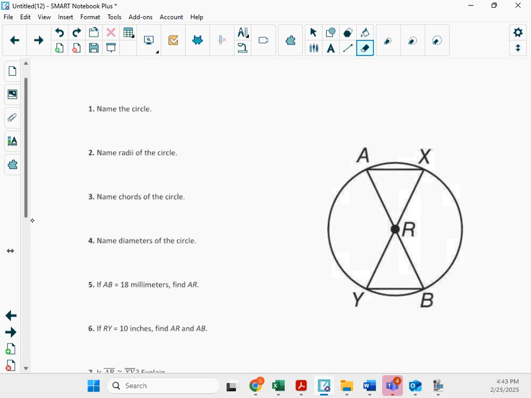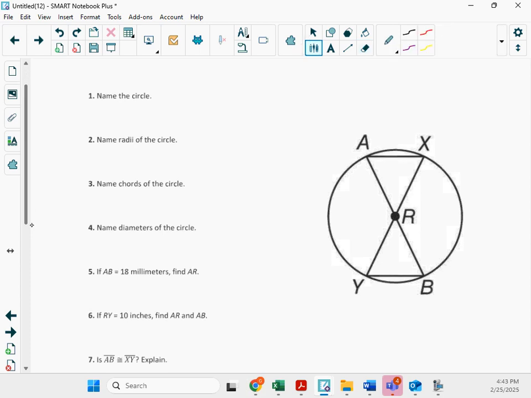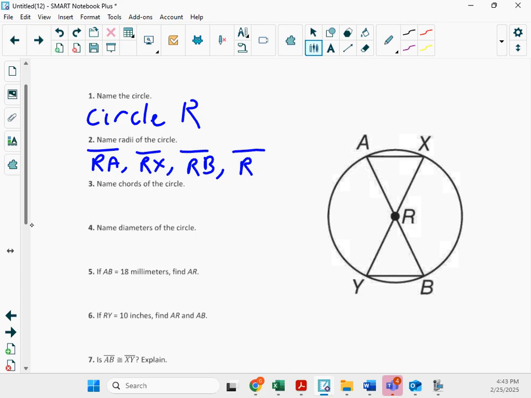So let's practice some of these terms. Name this circle. This will be circle R. Name radii of the circle. So where are my radii? I see RA, RX, RB, and RY.